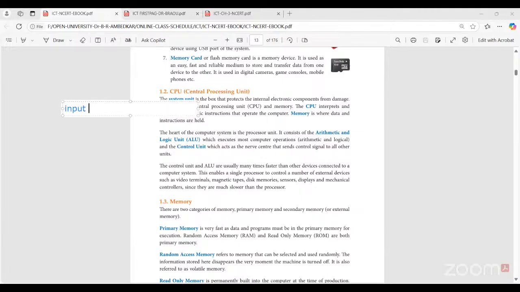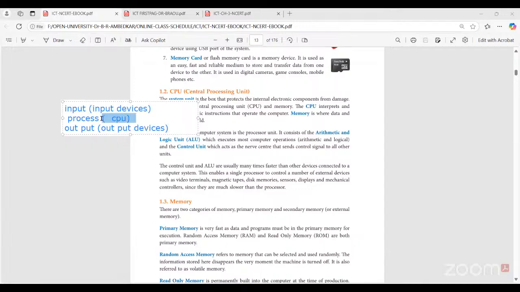So for input, we have used the input devices. Okay, input devices. And in the middle, process is there. The process, we understood it is a CPU. So now we are understanding what is CPU. And we understood output device also. For the output, we use the output devices.